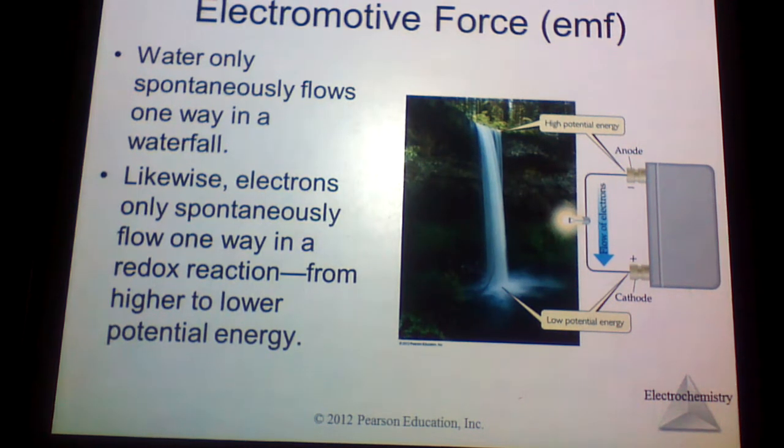Hello everyone, we're continuing on with chapter 20 with electromotive force. We're also going to talk about standard reduction potentials, so that would be that paper that I gave you with all of the reduction half reactions that are written on them that also have an E value that's associated with them. So we'll do some examples of those.